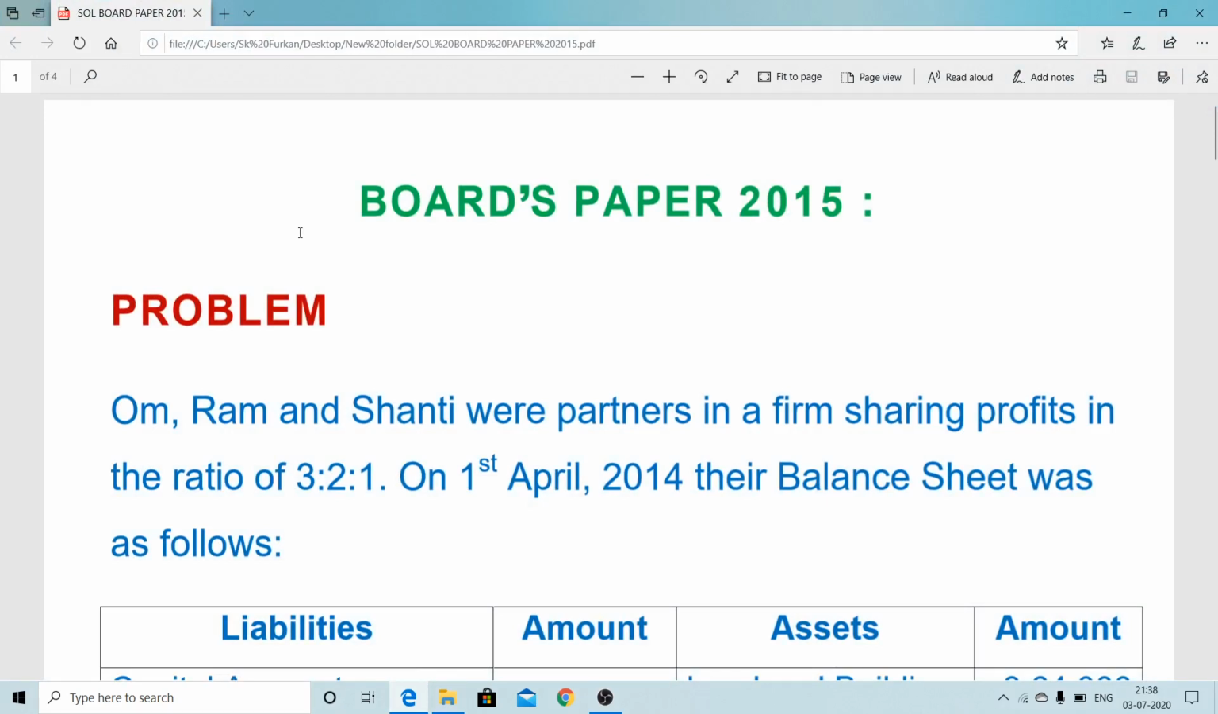Last class we solved 2014 and we did two problems. One related to hidden goodwill, another related to adjustment of old partners' capital. Now, today's problem, that is for 2015. Here only one problem we are considering.